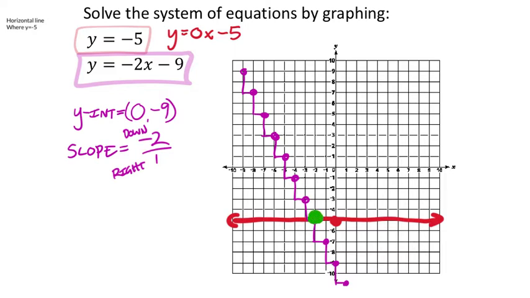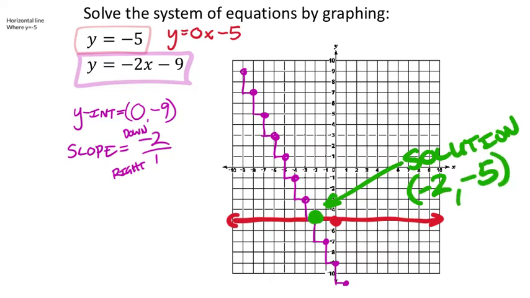Well, we can see the point of intersection right here. That's our solution. That appears to be at -2, -5. Yeah, let's get that purple line on the graph.